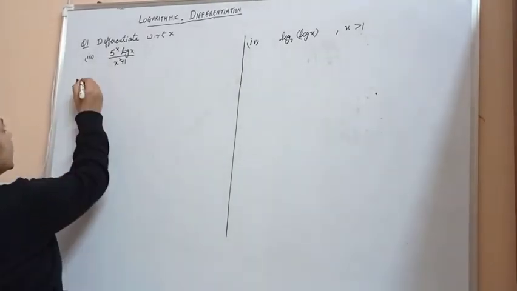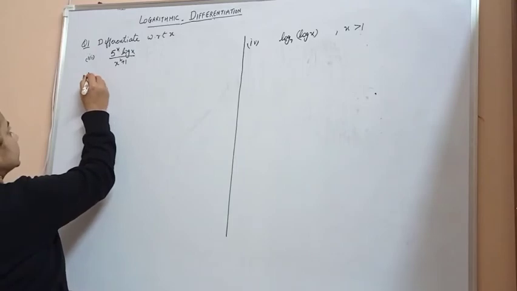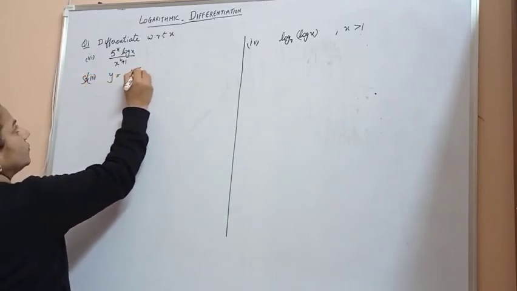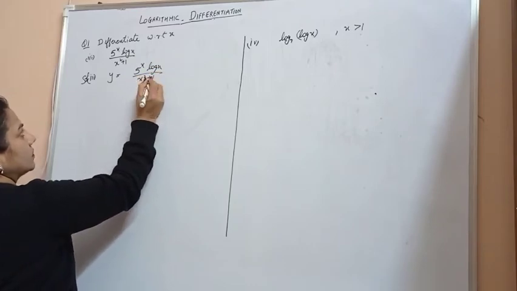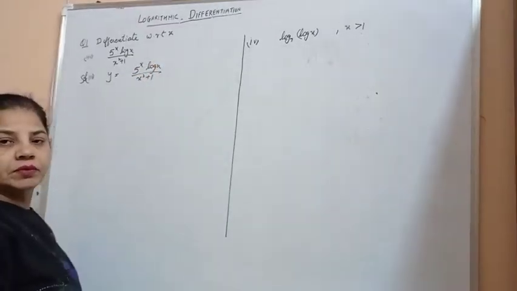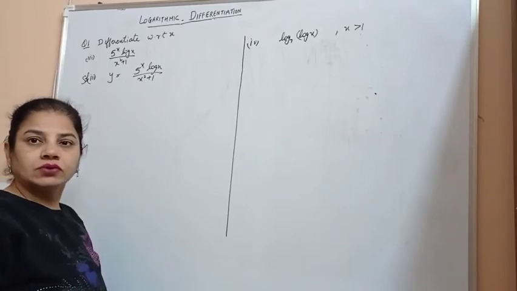In this question, 5^x log x upon x square plus 1. Now we consider this as y is equal to 5 to the power x log x upon x square plus 1. This is in the form of numerator and denominator. So we apply the quotient rule.